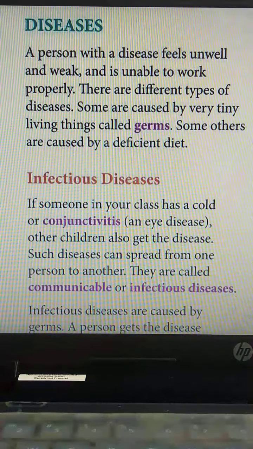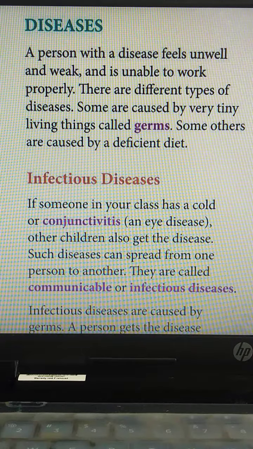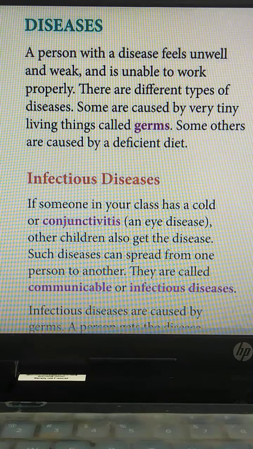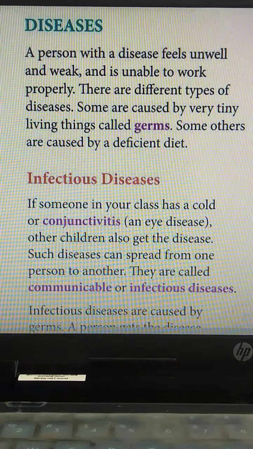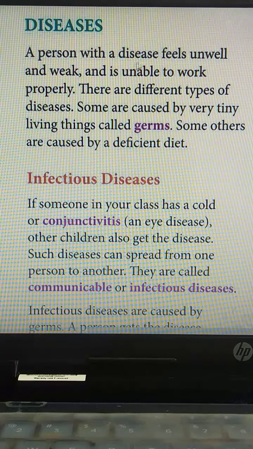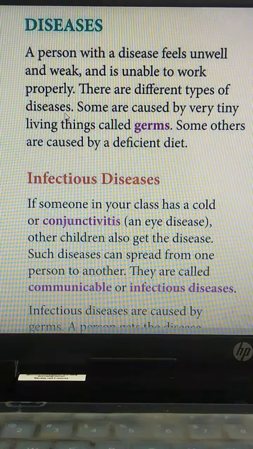Dear students, we have already finished page 3 of science first chapter. Now we'll start page 4. In this page, the very first thing we'll learn about is diseases. A person with a disease feels unwell and weak and is unable to walk properly.